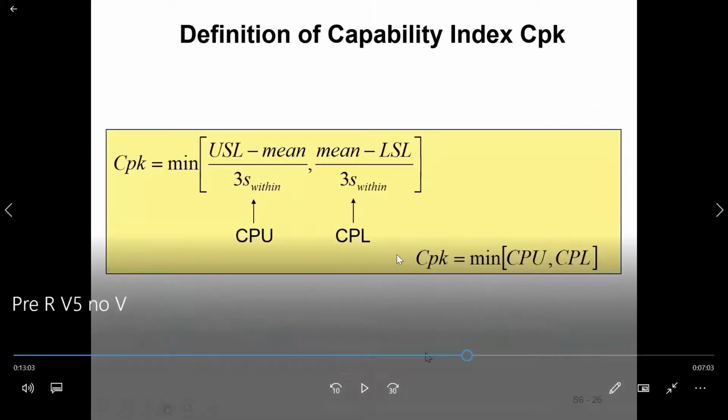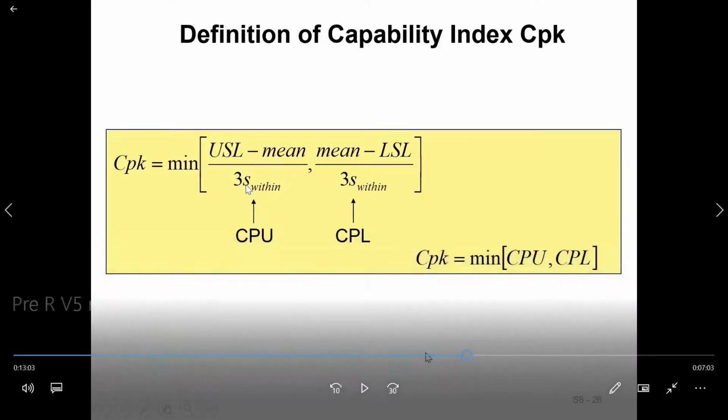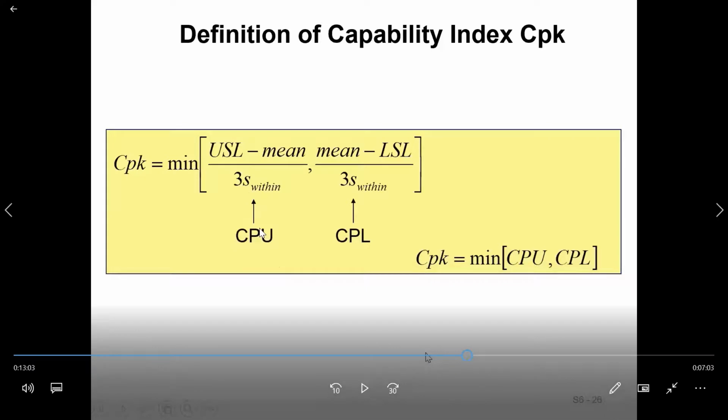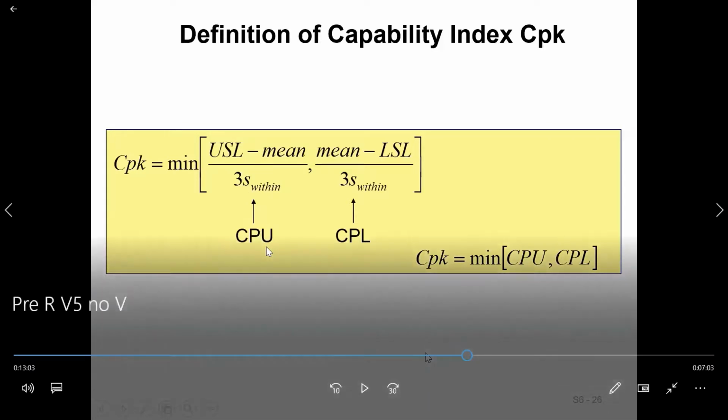Okay, there's one thing that I didn't mention earlier. The upper spec limit minus the mean, divided by 3 sigma, we call it CPU. It means process capability based on the upper spec limit. And if you calculate CPK based on the difference between the mean and the lower spec limit, then the index we name as CPL.